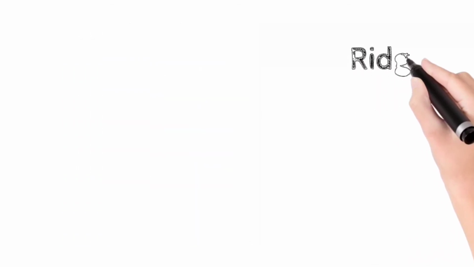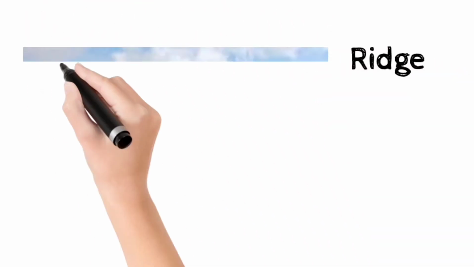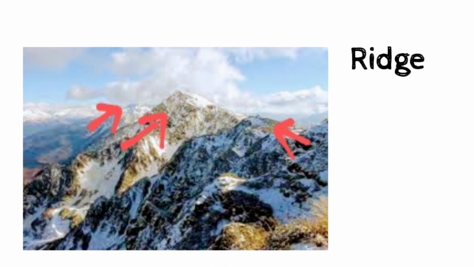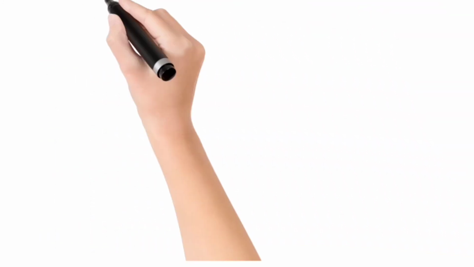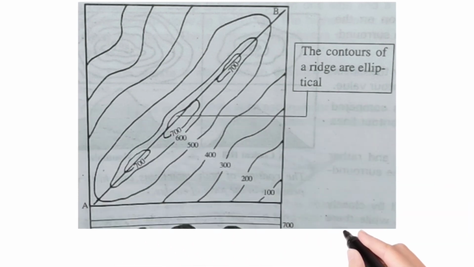Now it's time to know about the ridge. A ridge is a long narrow stretch of hill or mountains with multiple summits or tops, but between two summits there is always an area of lower land. So the contours of a ridge are elliptical and it looks like this.